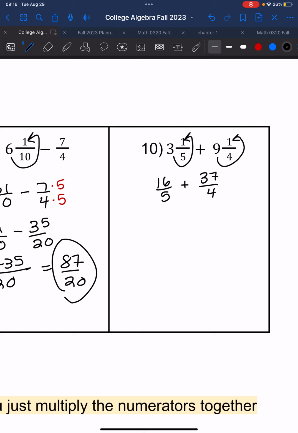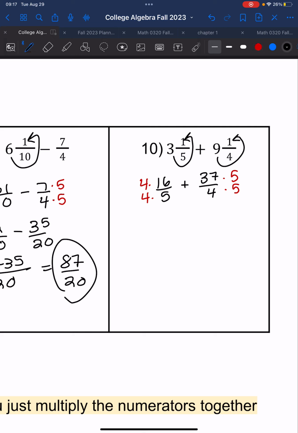Okay. Here I need to find a common denominator between 5 and 4. For this one, I believe the smallest we could get would be 20. So that would be multiplying 5 times 4. Meaning we would have to multiply the first fraction, top and bottom, by 4, so we can get 20 on the bottom. And the second fraction, top and bottom by 5, so again, we can get 20 on the denominator.